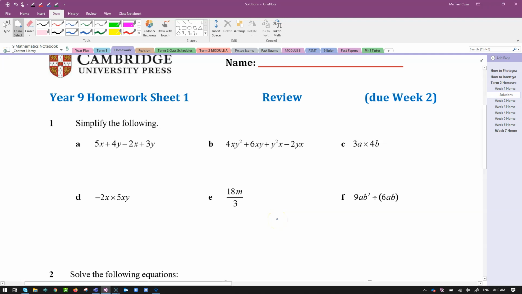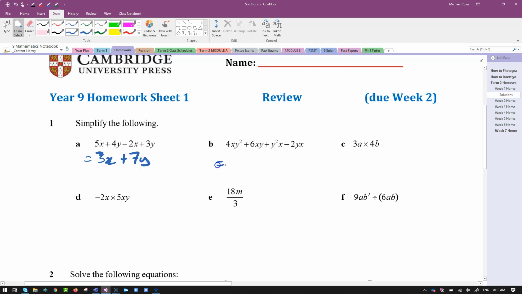Right, so we've got homework sheet 1 here. Nice and easy, simplifying. Collect your like terms. 5x minus 2x is 3x. And that's the pen that doesn't want to work. See this one. There we go. That looks a little bit better. 4y plus 3y, 7y. So just mark as you go.